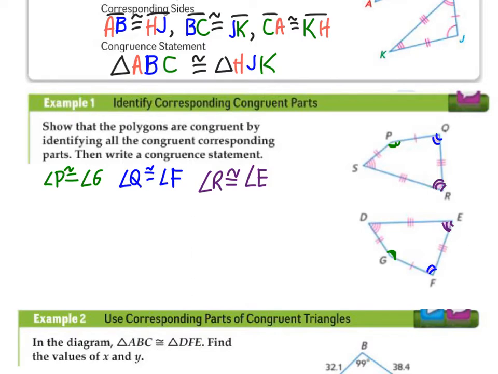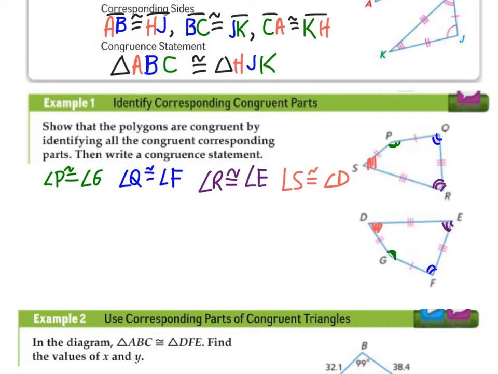And then last one, angle S. 1, 2, 3, 4. We'll do a different color that's not green because we already used green. 1, 2, 3, 4. So angle S is congruent to angle D. As far as getting our corresponding sides together, I'm just going to do those in black.